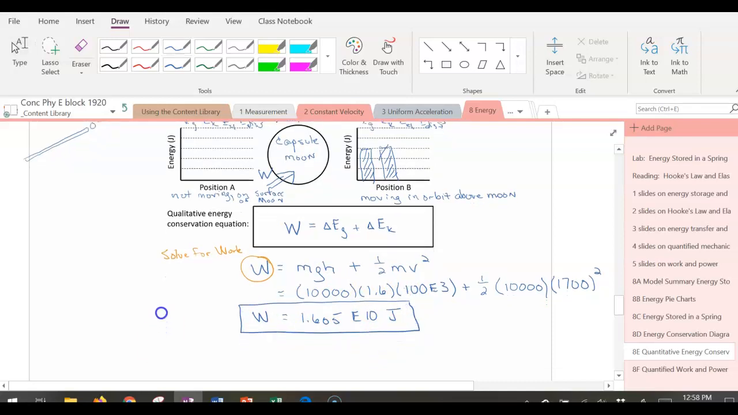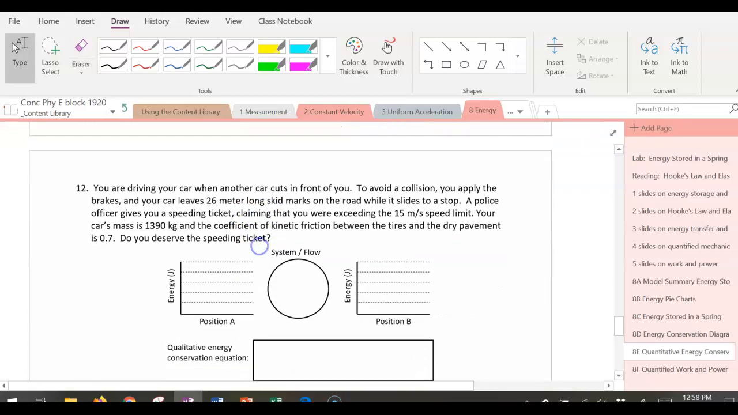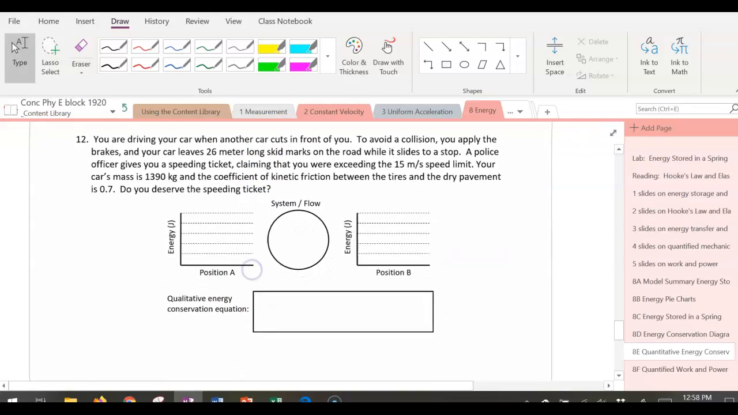Okay, let's go on and look at the next problem, number 12. This is an interesting one. It says you're driving your car and another car cuts in front of you. So you have to apply your brakes, and your car leaves a 26-meter long skid mark while it slides to a stop. And the police officer gives you a speeding ticket, says you must have been exceeding the 15 meter per second speed limit. You've got the car's mass.